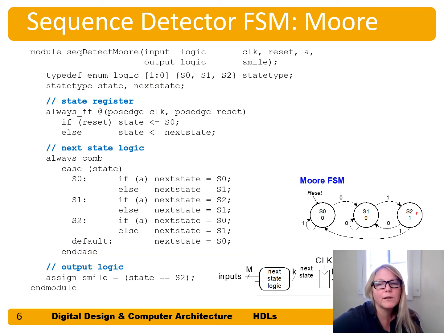In this case, the output is true only in the S2 state. So we have assign smile equals state equals S2. And don't forget the double equals, because that's a comparison operation, comparing if those are equal.